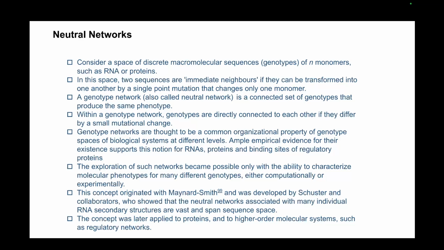And the exploration of such networks became only possible with the ability to characterize molecular phenotypes for many different genotypes, either computationally or experimentally. So if you want to construct this kind of network, the information that you most require is which genotypes, which variations, give the same phenotype. That information needs to be obtained experimentally, using molecular biology techniques to find these variations which give the same phenotype, meaning you will mutate and you'll see no change in phenotype. So these genotypes which differ by small amounts and give the same phenotype form the genotype network.